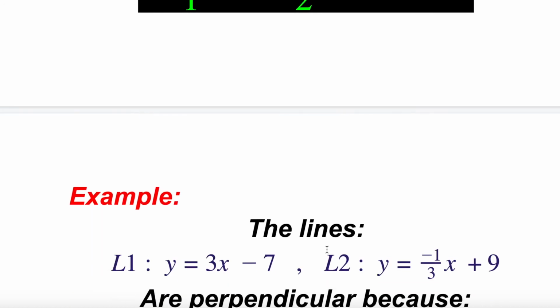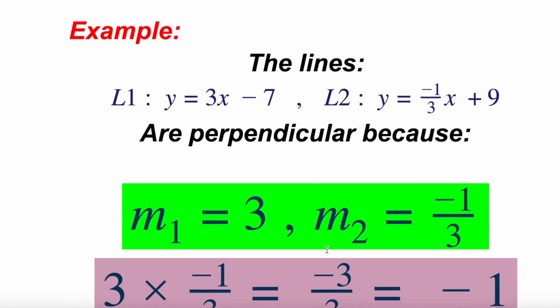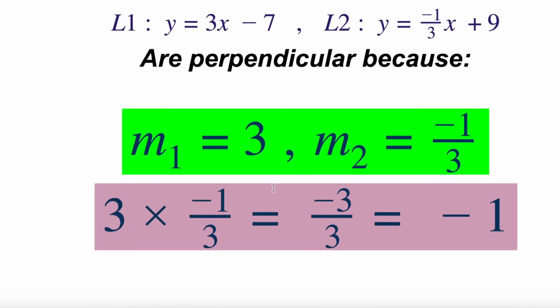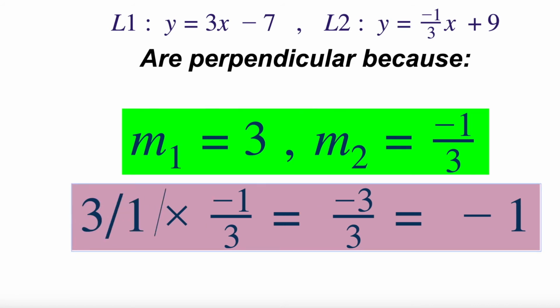This is the rule. Example, y equals 3x minus 7, y equals negative 1 over 3 x plus 9. So the first slope is 3, the second slope is negative 1 over 3. Let's multiply them by each other. 3 times negative 1 over 3. This 3 can be written as 3 over 1, by the way. So 3 over 1 times negative 1 over 3. The answer is negative 3 over 3, which is negative 1. The lines are perpendicular.